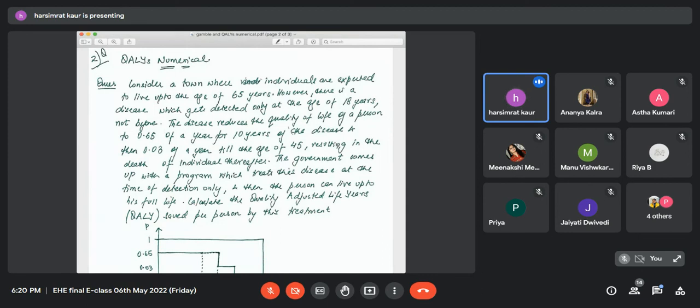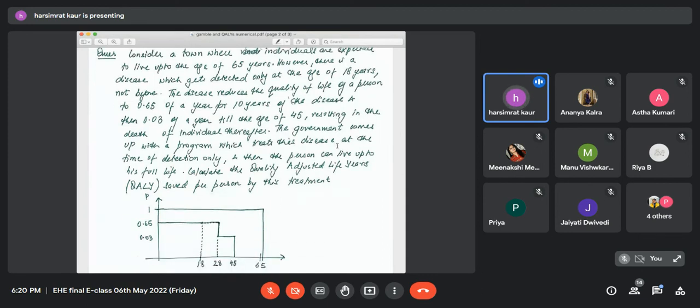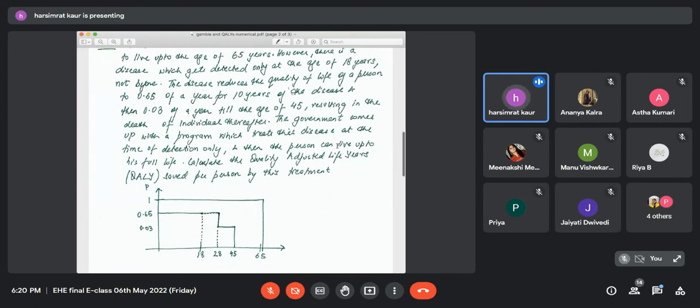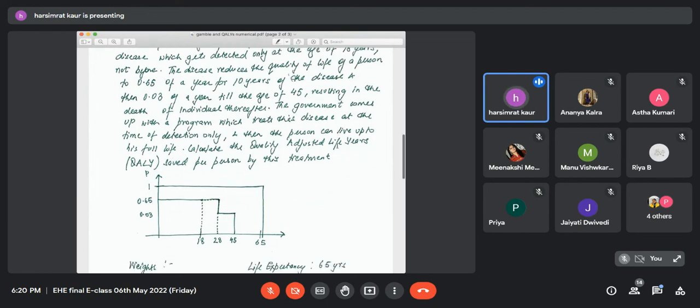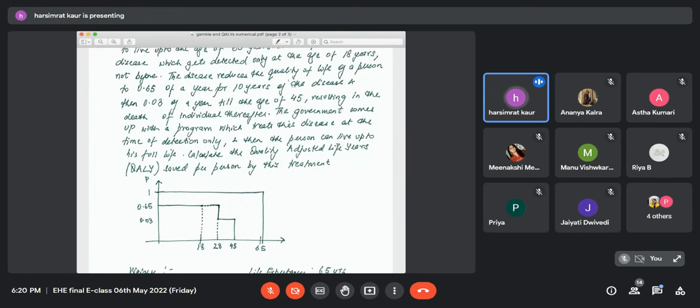Okay, but the government comes up with a certain program at the time of detection, so I can only go for a program at the time of detection only, not later. And that program is successful, and now they're asking whether a person's full life could be secured or not. So guys, I gave this question earlier, so I'm just explaining the diagram, then you can give me the answer. Life expectancy is 65 years, and if he has nothing, the quality of life is 1.